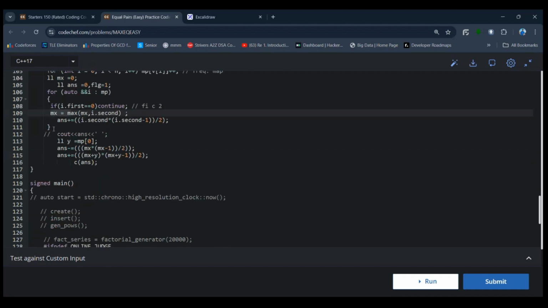Then I increment the answer by this frequency C2, which is basically i dot second into i dot second minus 1 whole divided by 2. And at last, I will take the frequency of zeros, which is map of 0. I will subtract the maximum frequency C2 from my answer and include the maximum frequency plus count of 0 C2 in my answer. Right? Is this part clear to you?